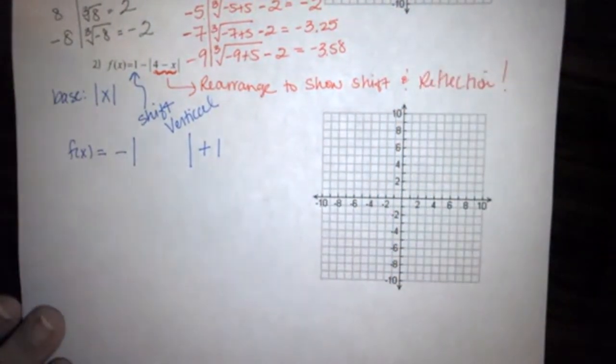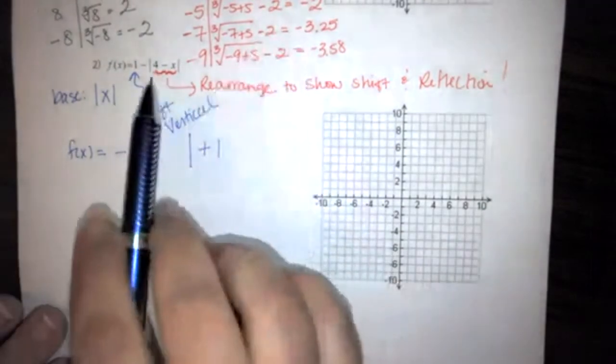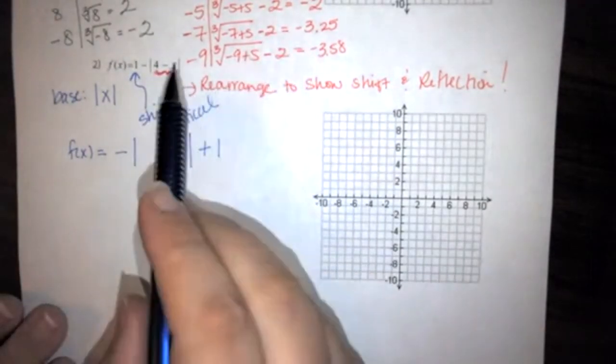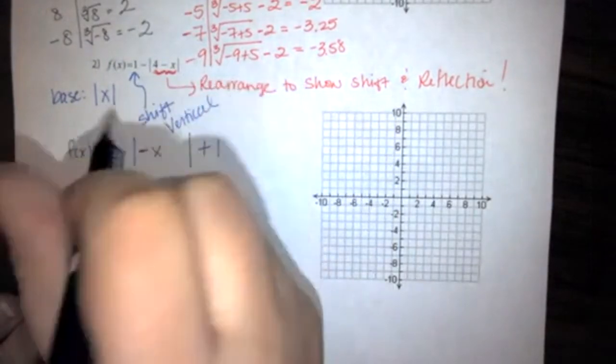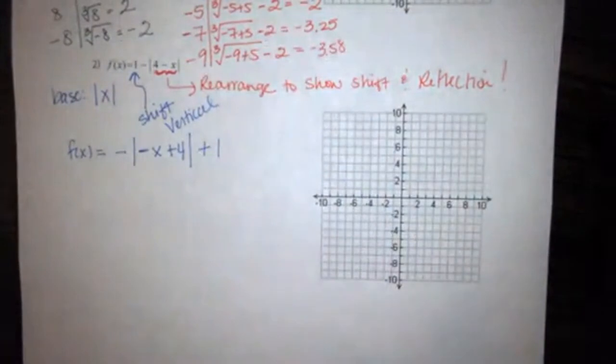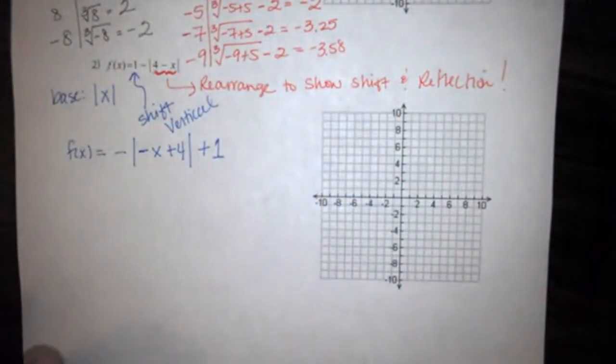So here I would rearrange this one on the inside to write your x first. So notice this is a -x, and that's a +4. Once you've rearranged, you can then go ahead and start identifying what you have going on here.